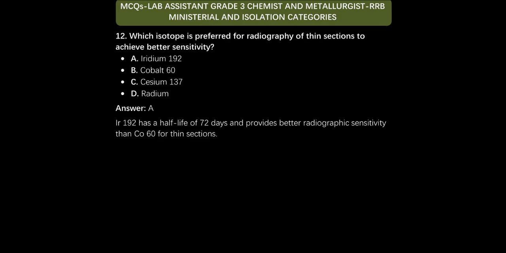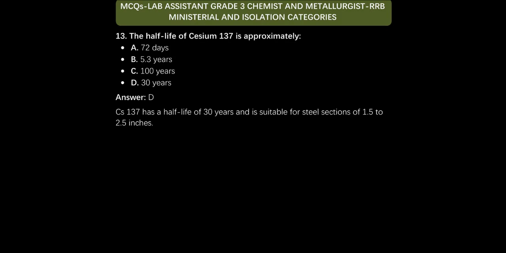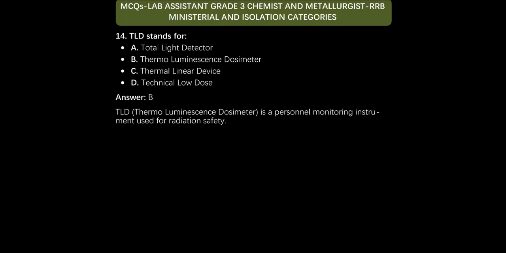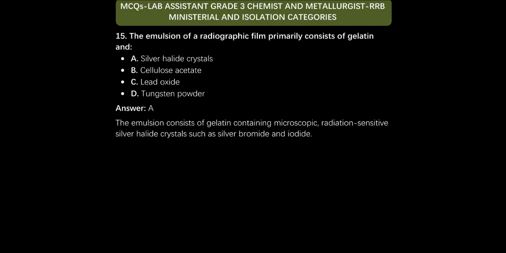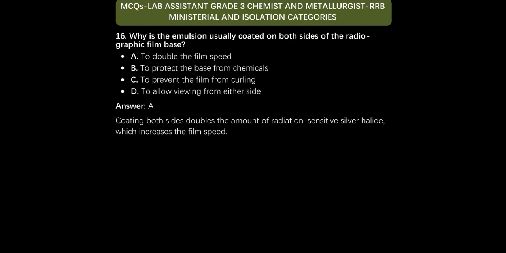Option A, Iridium 192. The half-life of cesium 137 is approximately option D, 30 years. TLD stands for option B, thermoluminescence meter. The emulsion of a radiograph film primarily consists of gelatin and option A, silver halide crystal.